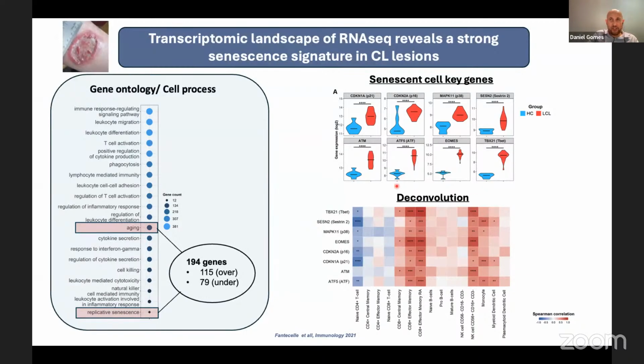We did the deconvolution after that. We identified different populations in lesions. Highlighting here, we have more differentiated populations represented by the effector memory T cells, or TEMRAs, or terminal effector memory T cells, or the NK population that is more differentiated, correlating positively with the senescent genes. So again, suggesting the whole senescence signature, and especially linking these signatures with the most differentiated population.